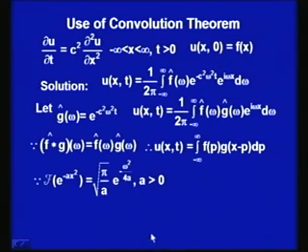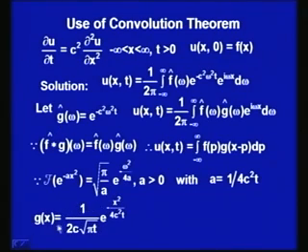So, if I choose my a as 1 upon 4 c square t, I would get that g x would be 1 upon 2 c square root pi t e to the power minus x square upon 4 c square t. So, a is actually my 1 upon 4 c square t, and here the square root pi upon a, that is again you would be getting it in that form. So, we are getting this as my g x.